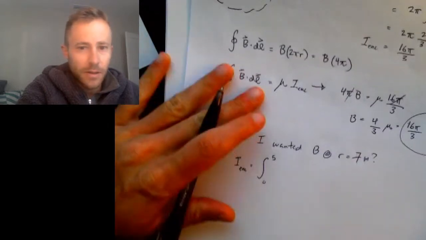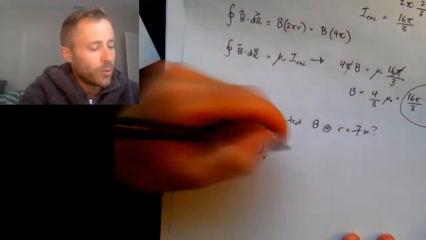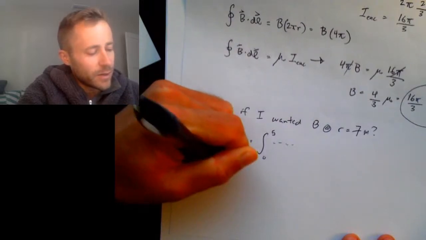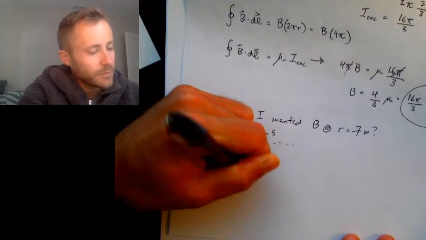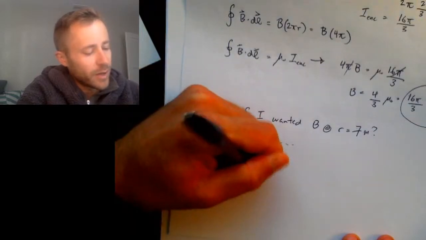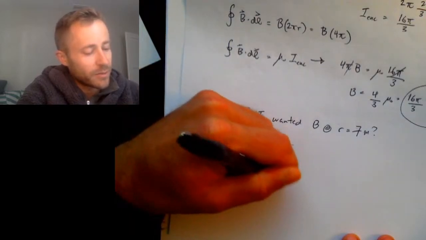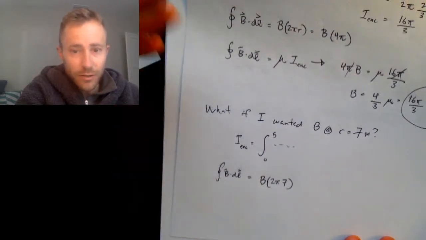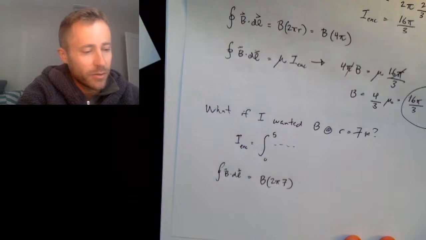But when I do my integral of B dot dl, that's going to be B times 2 pi times 7, because the Amperian loop just is the size that it is. This is the radius of the Amperian loop.